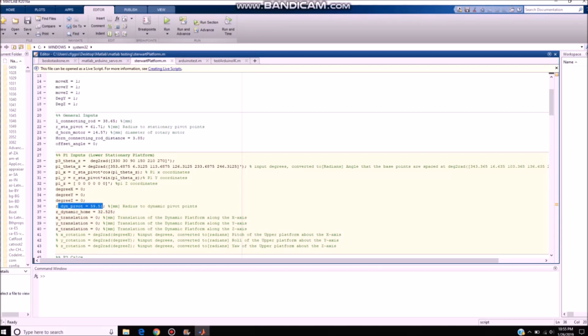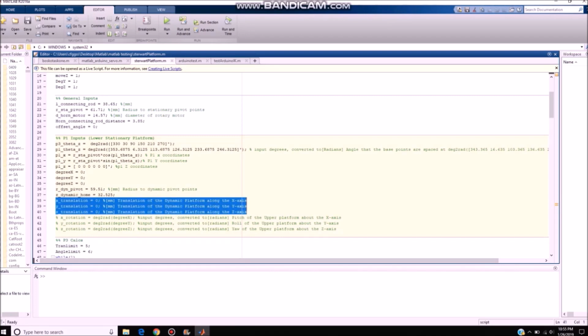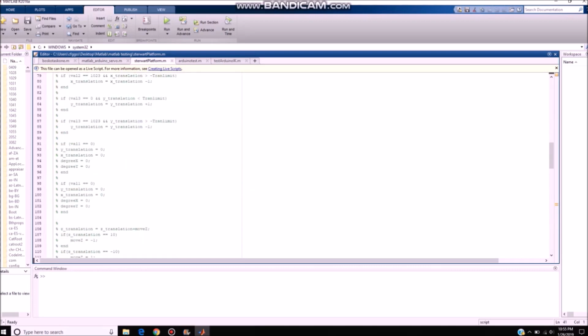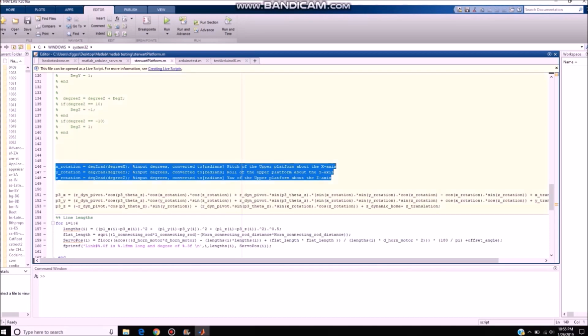Now this is our dynamic, our bottom platform, where we figure out that radius. This dynamic home is basically our offset. So we have our XYZ translation. These are the parameters that we're actually going to change. And this one is our X, Y, and Z for our rotation. So we actually have 6 degrees of freedom.